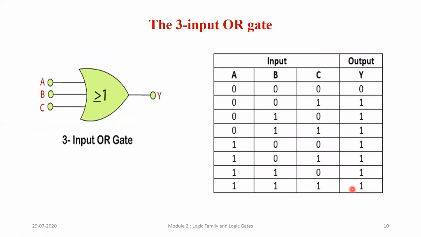Now let us draw a 3 input OR gate. So I take A, B, C, my output is Y. Without seeing this table, that is easy. Only when all my inputs are 0, output is 0. Any of the inputs is 1, my output is 1. So this is my 3 input OR gate.